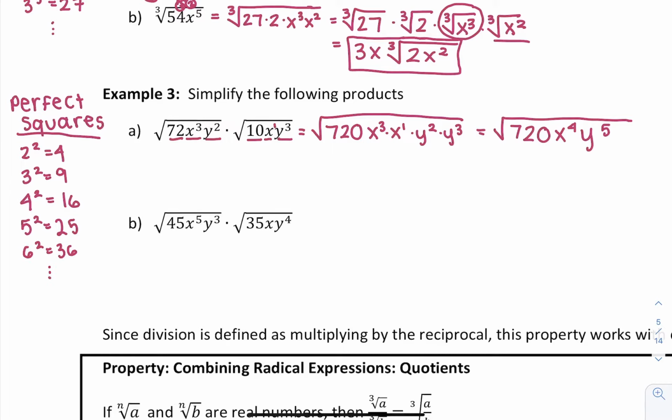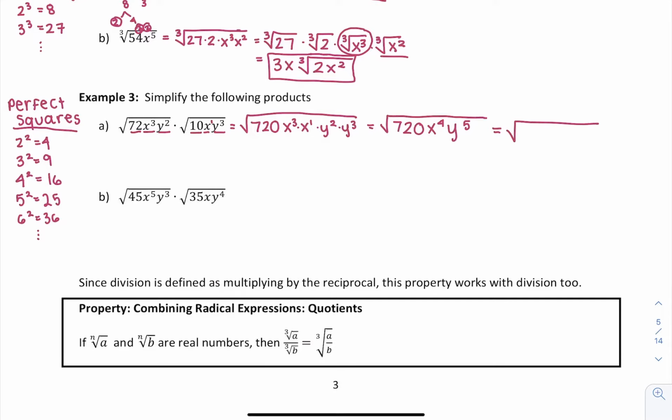So, the square root of 720. I know that 144 is a perfect square, and it goes into 720. And I know x squared times x squared is x to the 4th, and y squared times y squared times y is y to the 5th.